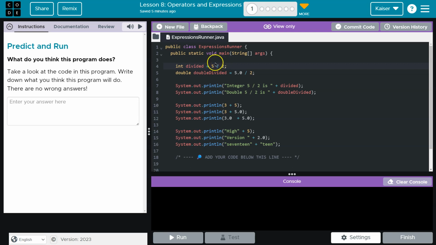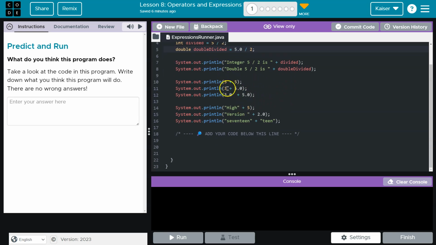Now, part of the trick is that this is an integer. So that means it cannot be a 2.5. Java does something where it is going to drop the decimal place. So even though it's 2.5, this just becomes 2. Now, double divide, we're not dividing it doubly, we mean double means a decimal. So 5.0 over 2, now in this case, this can have a decimal point. So this will be 2.5 and print accordingly.